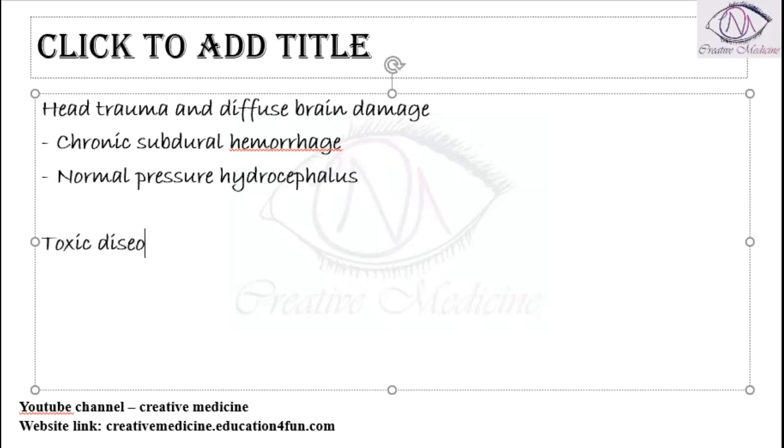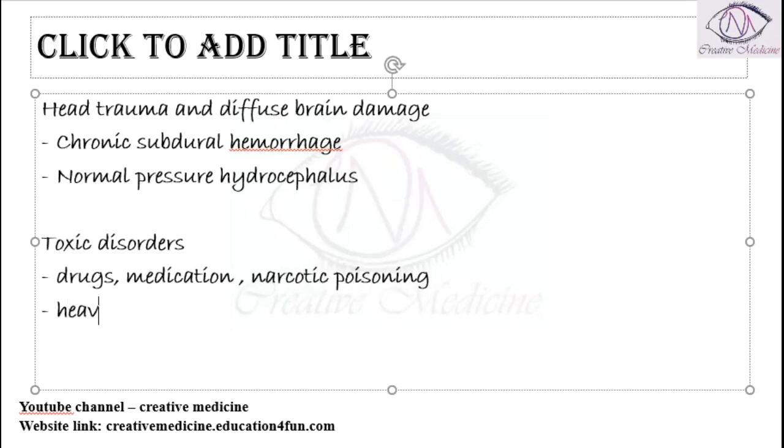Then toxic disorders. Some of the toxic disorders can also result in reversible dementia, like intake of drugs or medications, or narcotic poisoning, or even heavy metal intoxication, which is associated with reversible dementia.